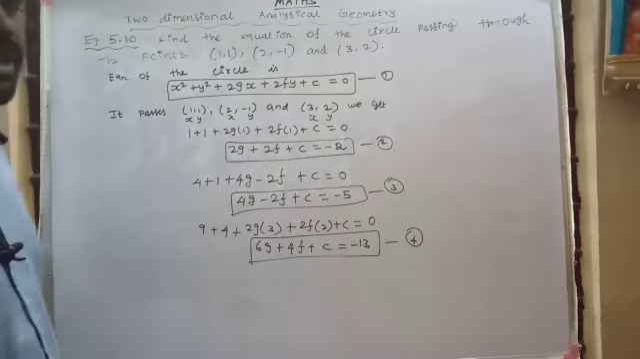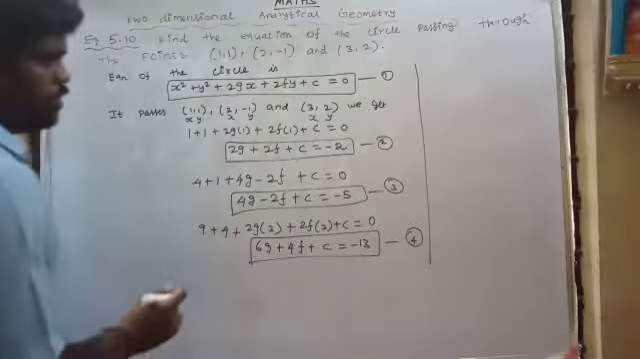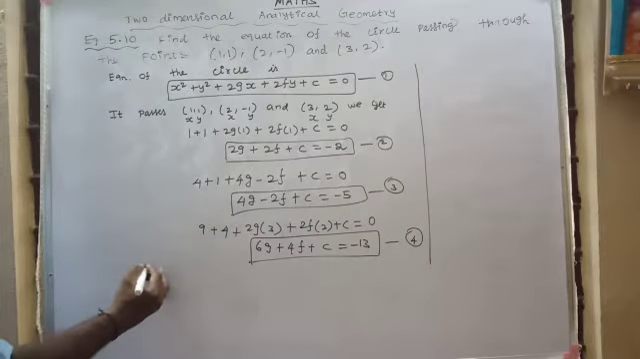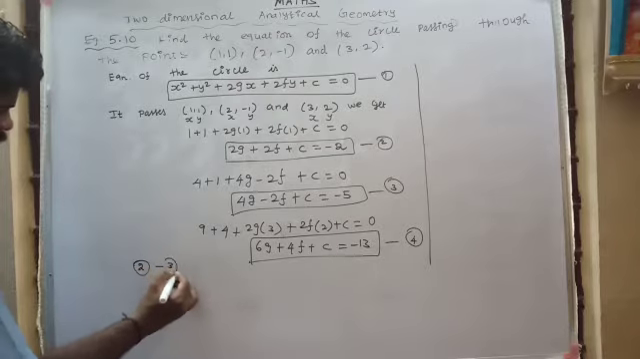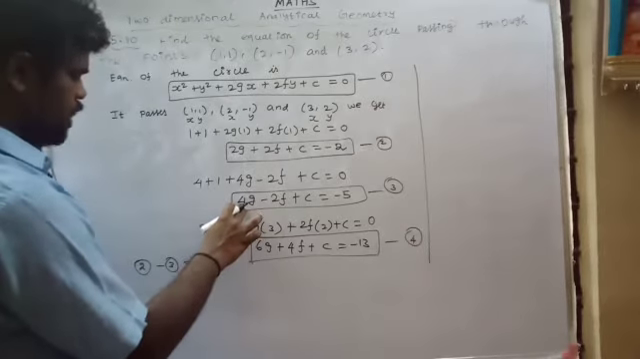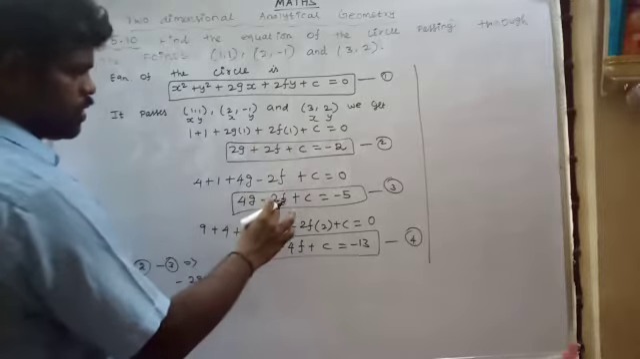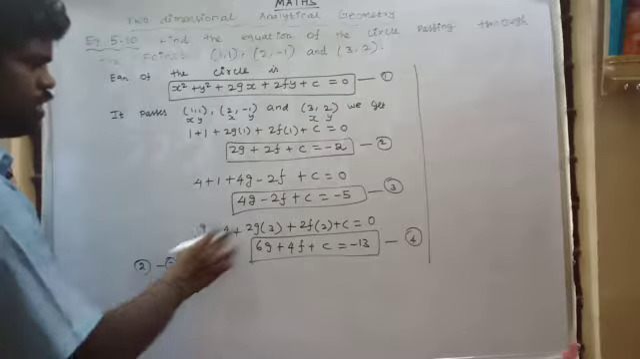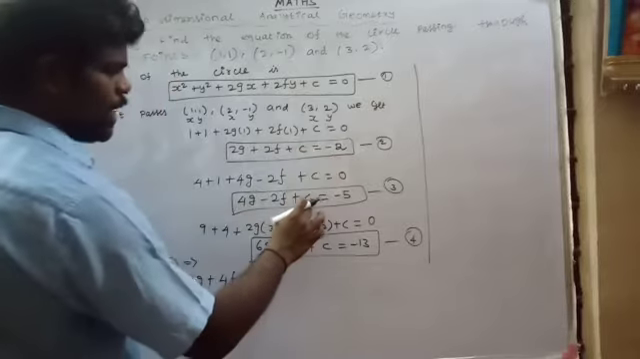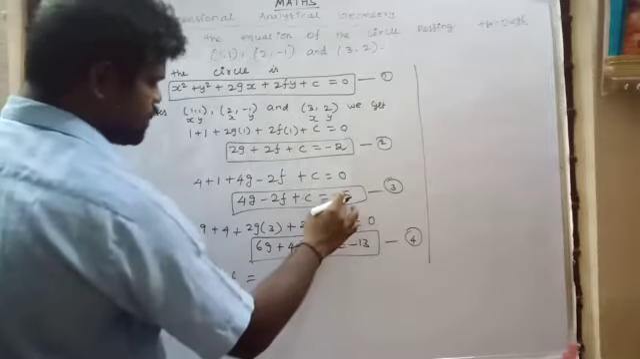And we want to solve these equations 2, 3, 4. First of all, we have to solve 2 minus 3. 2 minus 3 implies 2g minus 4g, so the answer is minus 2g, and 2f minus (-2f), so plus 4f, and c minus c is 0, equal to minus 2 plus 5, which is 3.